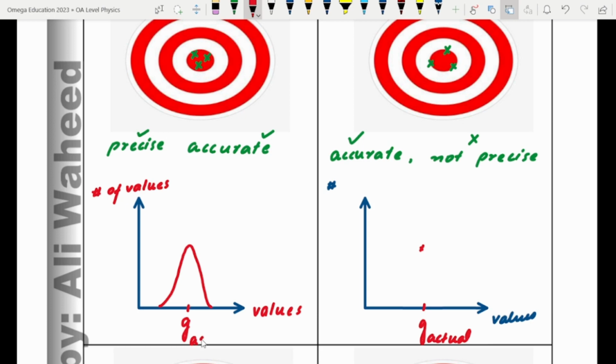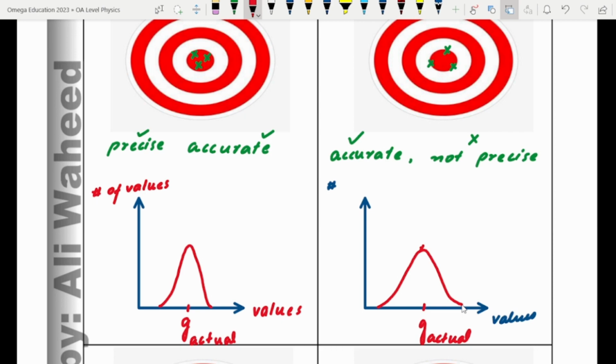And here it was also your actual value. If the peak lies above the actual value, it would be an accurate one, because most of your readings are there close to the actual value. But the thing is, in the second one, since it was not precise, you'll see this kind of shape.